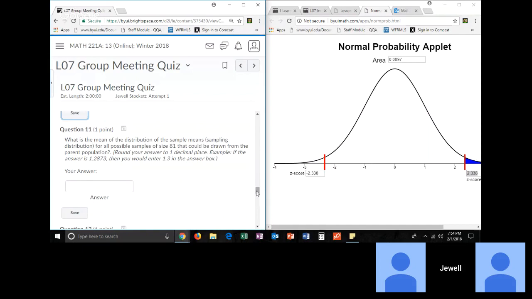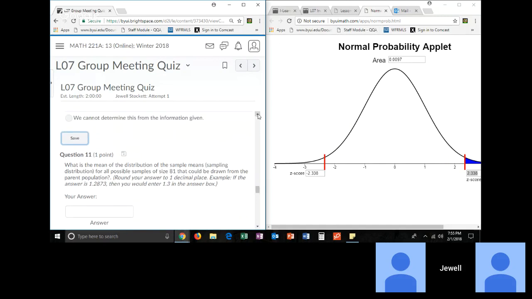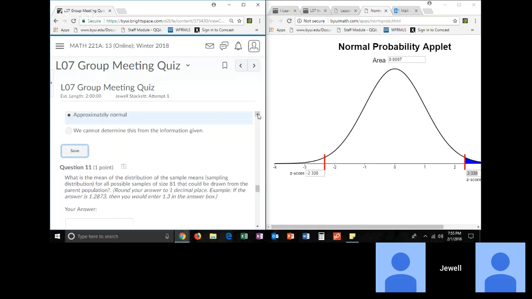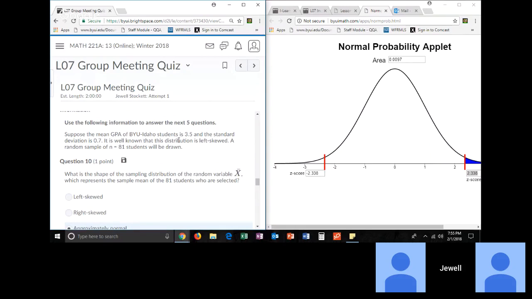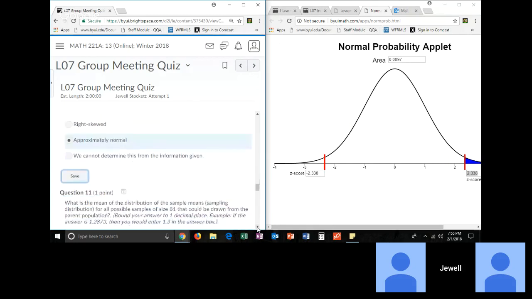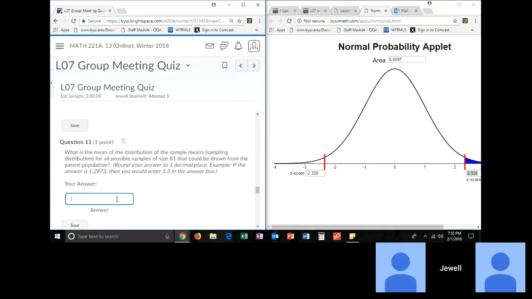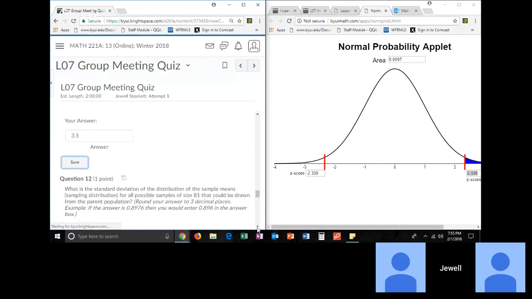What does it mean? Oh, the mean is always the same, right? Yes. Okay, so the mean is 3.5. Is that what you guys get? Yes. Okay. And it's the standard deviation that changes. It's going to be the standard deviation, 0.7, divided by the square root of n.